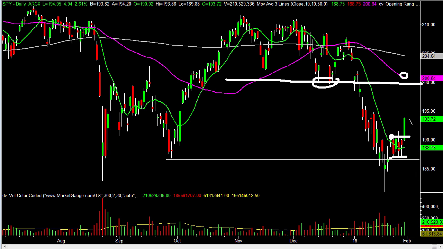It may be Monday. It certainly could happen this upcoming week. Where should you expect the support? Right on top of where it broke out from and wherever this 10-day moving average comes in.